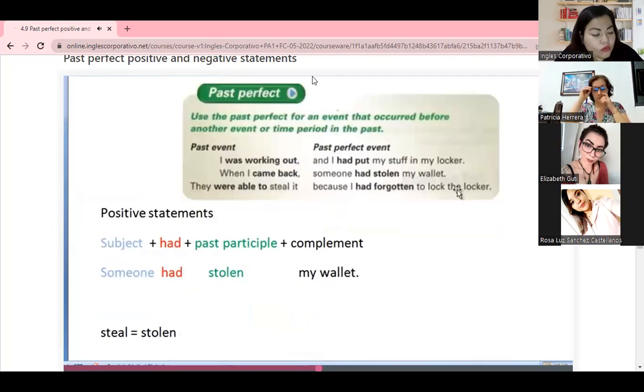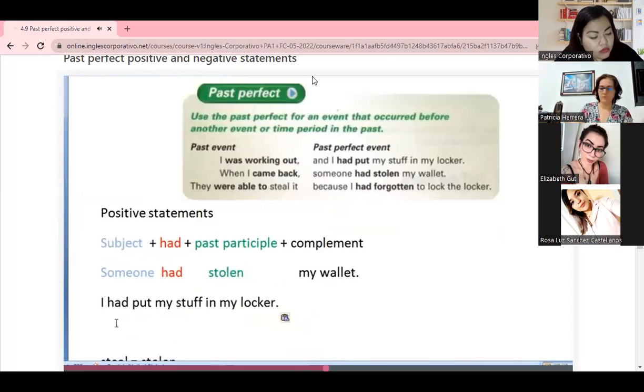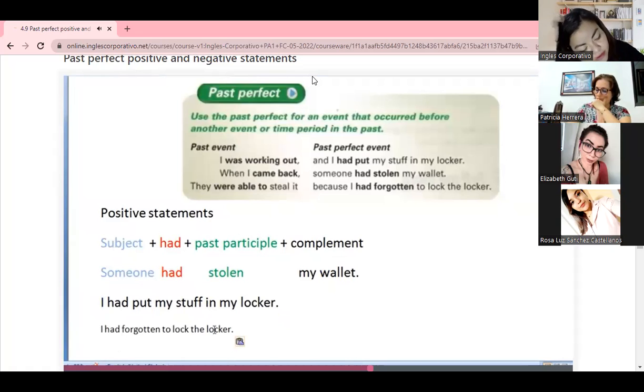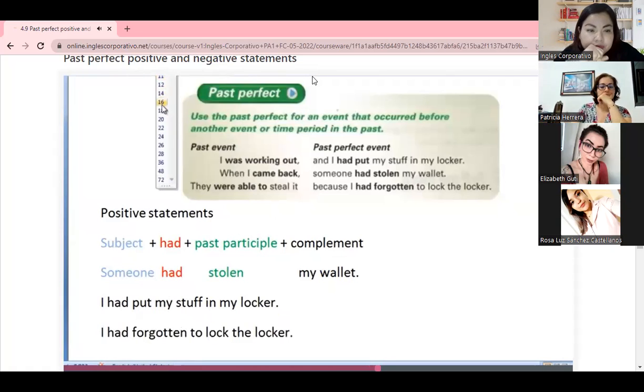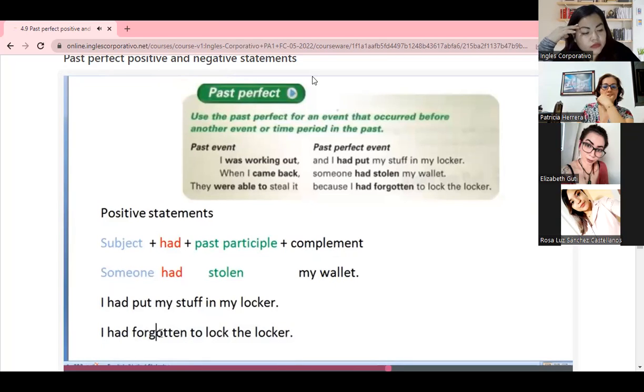So let's look at the other examples on this chart. I had put my stuff in my locker. First of all, the subject is I. It follows the auxiliary verb had, and then the past participle of the verb, in this case, is put. And then we include a complement: my stuff in my locker. Finally, we have another sentence that we want to emphasize. I had forgotten to lock the locker. Once again, the subject in that sentence is I, the auxiliary verb had, the past participle of the verb forget, which is forgotten, and then the complement becomes to lock the locker.